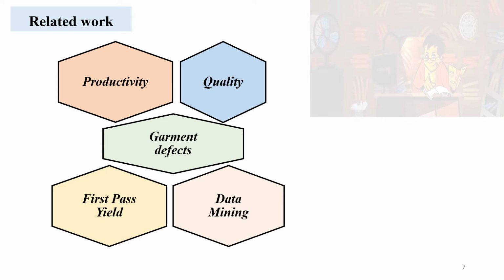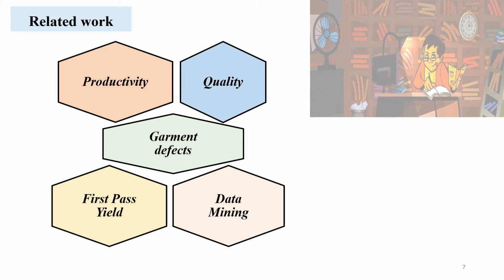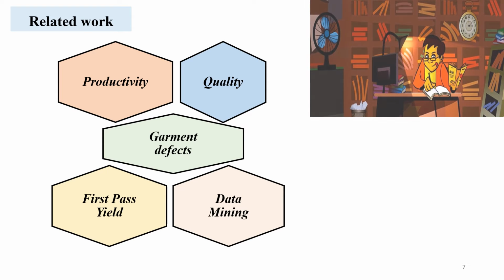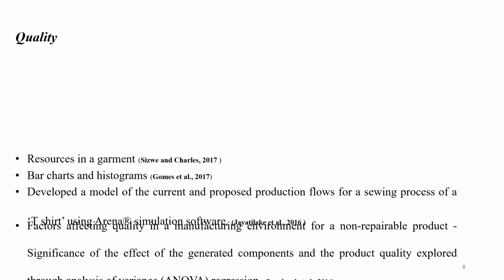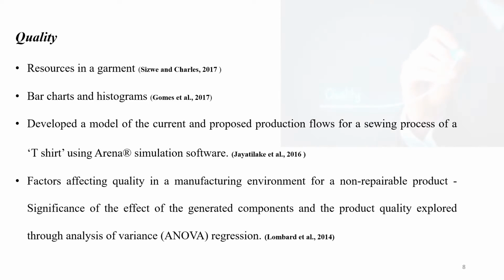Past work related to this study is mainly discussed under 5 categories. They are productivity, quality, garment defects, first pass yield, and data mining. Under the quality category, the previous researchers have found at which resources they should maintain the quality, and they also evaluated the quality of the products using bar charts, histograms and different models like analysis of variance and regression.